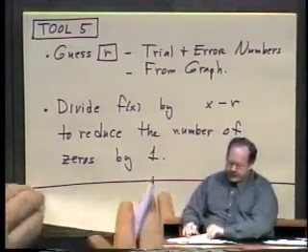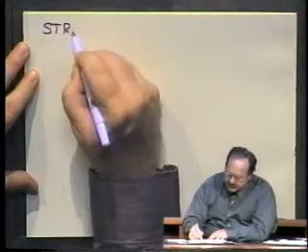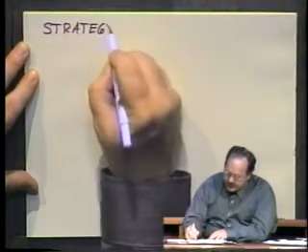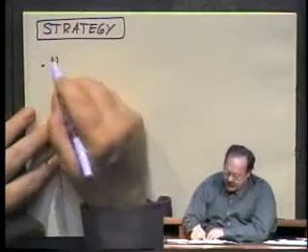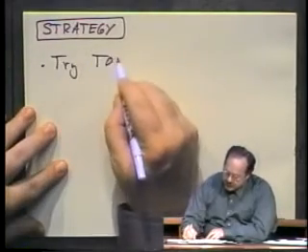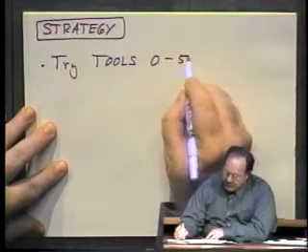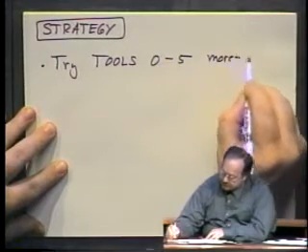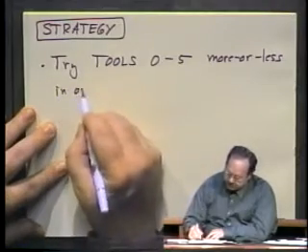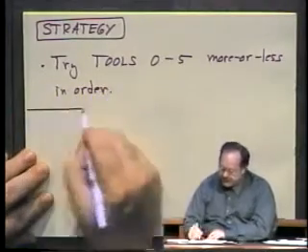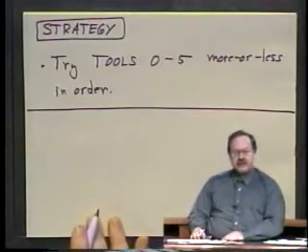Okay, so there are tools 0 through 5, and what would one call a strategy for using these? Well, the strategy is pretty straightforward, no mysteries here. Try tools 0 to 5, more or less in order, and experience will help you with this. And that's pretty much all that there is to be said about the strategy.